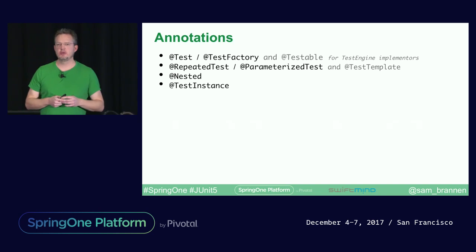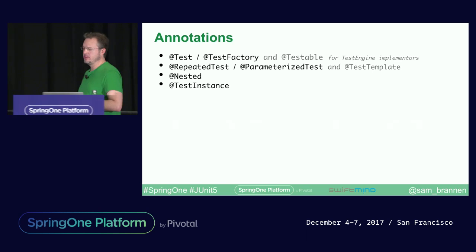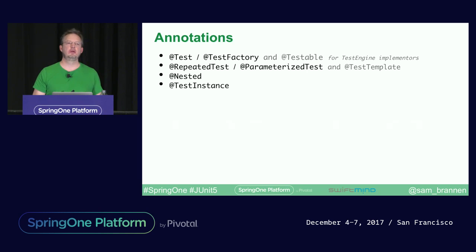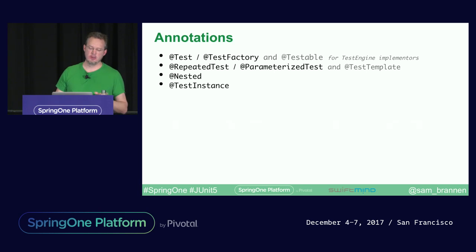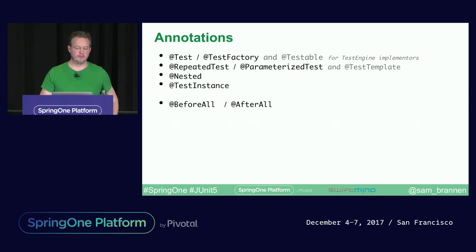Nested tests, test instance. So in JUnit 4, you may be aware or may not, every time you have a test method that's executed, JUnit actually instantiates your test class again. So you always get a new instance. JUnit Jupiter allows you to choose which mode you want. You can do test instance per method, that's the default, or you can change it to per class, and then JUnit Jupiter will cache the test instance. That also makes it much nicer to program in languages like Kotlin if you're using Kotlin to write your tests.